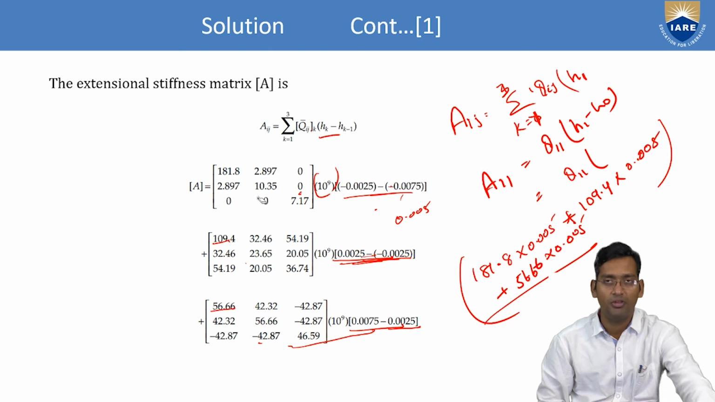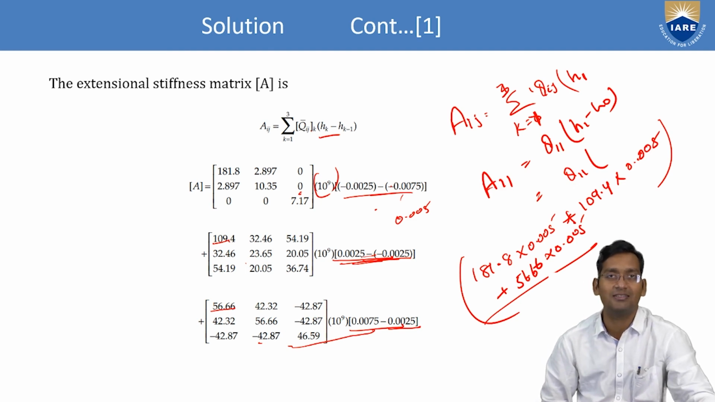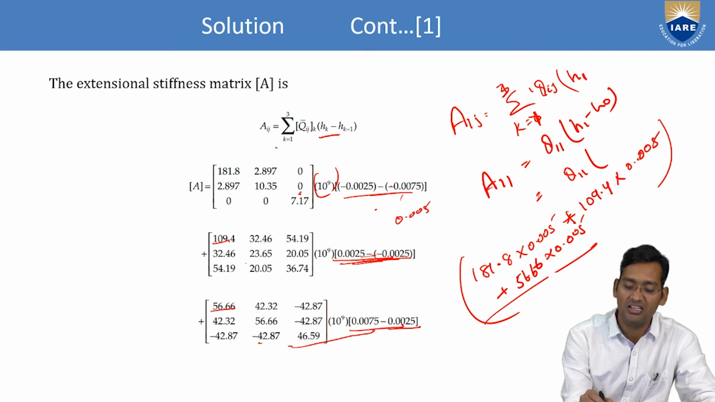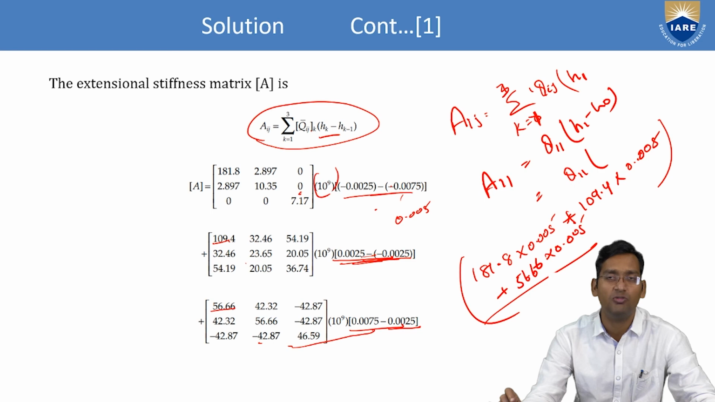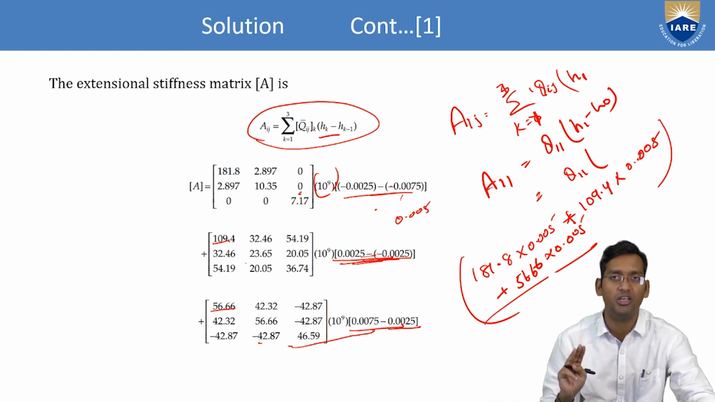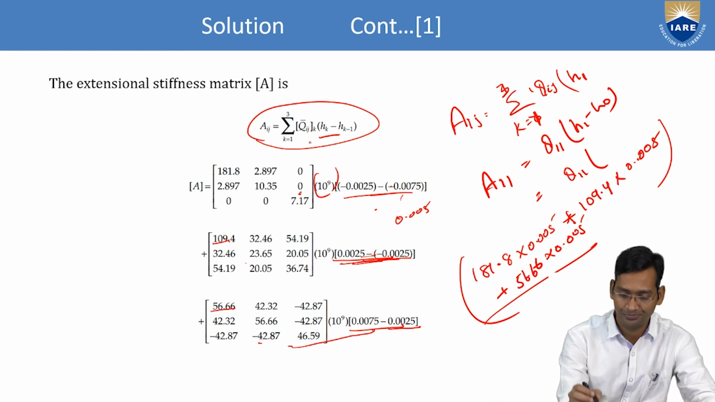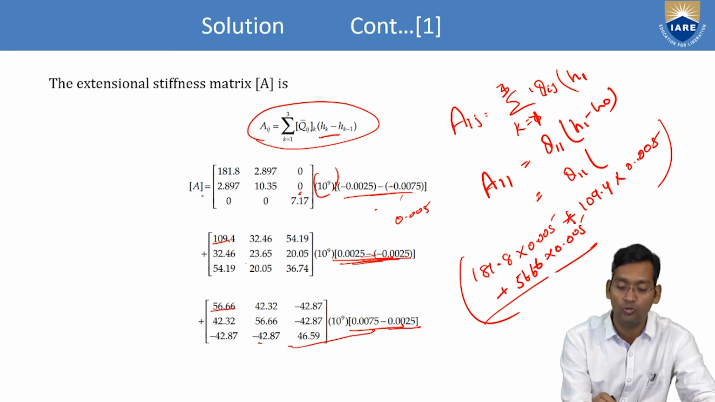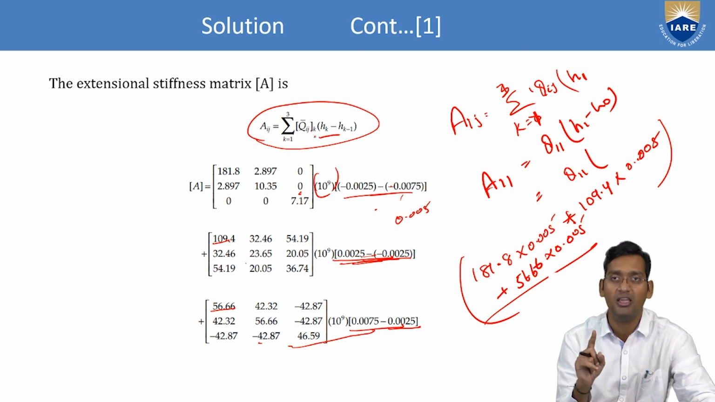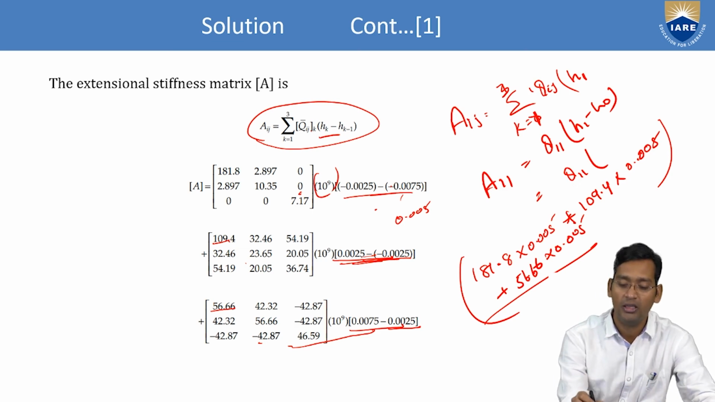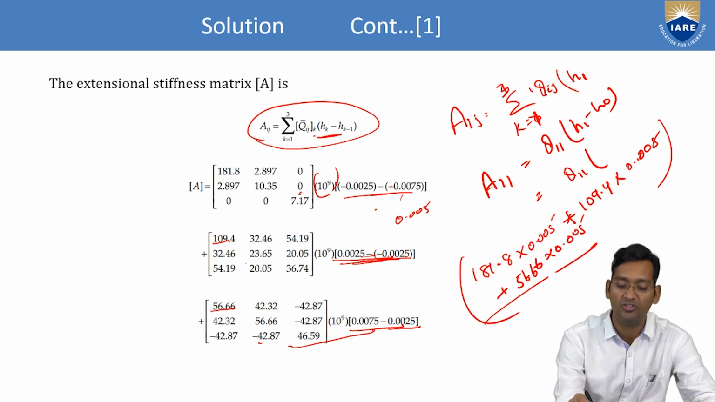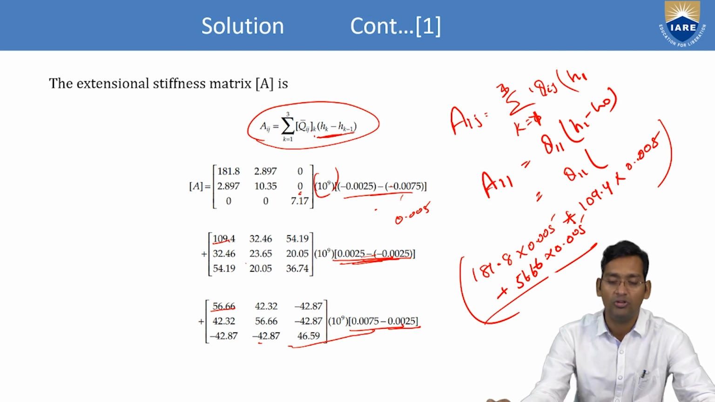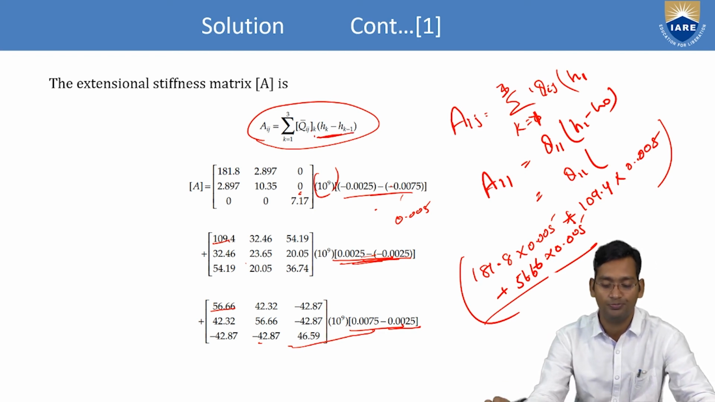Now just apply the formula for the extensional stiffness matrix. For the extensional stiffness matrix, the formula is A_ij equals the sum from k equals 1 to 3, because here there are 3 plies. For 4 plies, k equals 1 to 4. Then Q_ij k. The Q value of the first ply you are taking, so for the first ply, that is Q0. Then here hk minus hk minus 1. So once you are taking the value of Q as k as 0, then according to that you have to take this value.